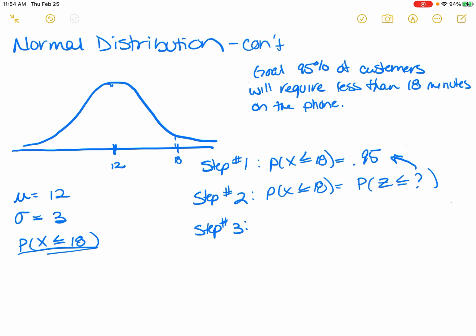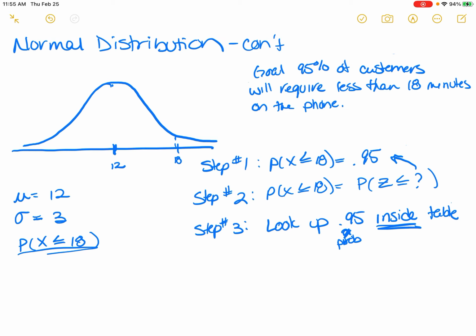Well, step three, and I love these steps. I've been doing these type of problems for, I hate to say it, well over 30 years, and I always think it out and write it out in steps. So my third step is I'm going to look up in the table, inside the table, the actual probability, not the z-score.